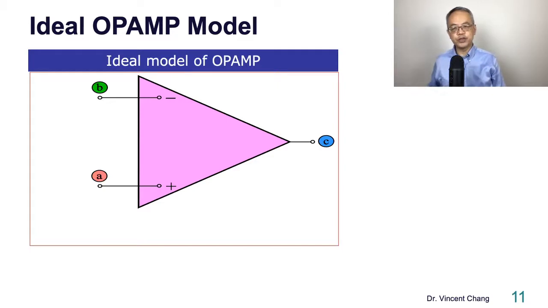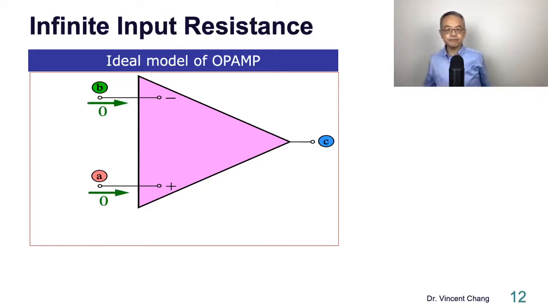Ideal operational amplifier model. I'm going to present a modeling of an ideal operational amplifier, meaning the operational amplifier with ideal characteristics. First characteristic, infinite input resistance, which means there's no current going through the op-amp. Infinite input resistance, no current input.